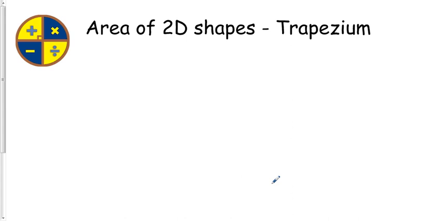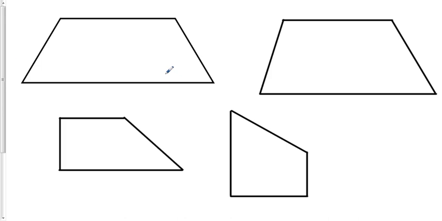This time we are looking at the final of the 2D shapes we're going to look at to begin with, which is the trapezium. I say the final one of the shapes. We are going to look at circles in a little bit, but at the moment when we talk about 2D shapes we are talking about polygons, shapes with straight edges. So let's start off by looking at what a trapezium is.